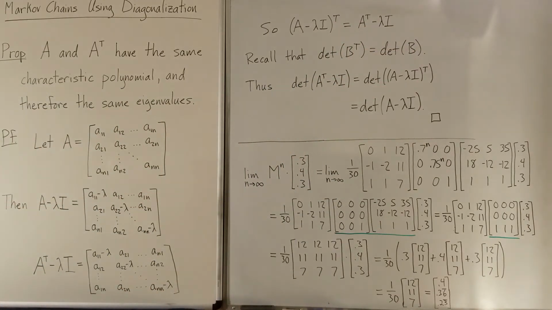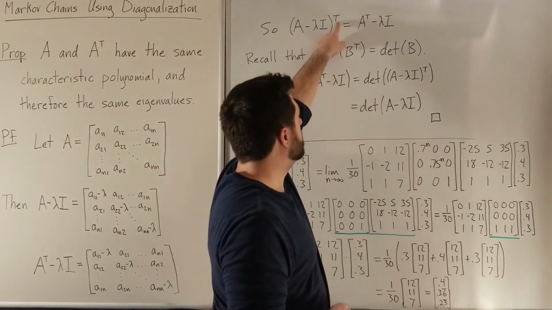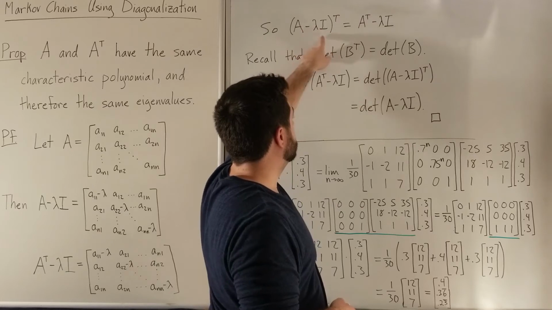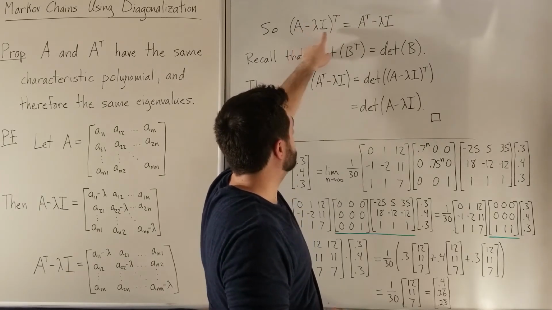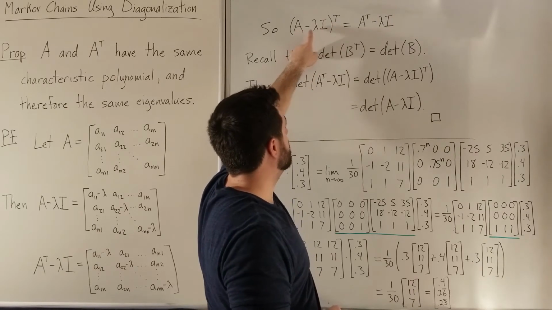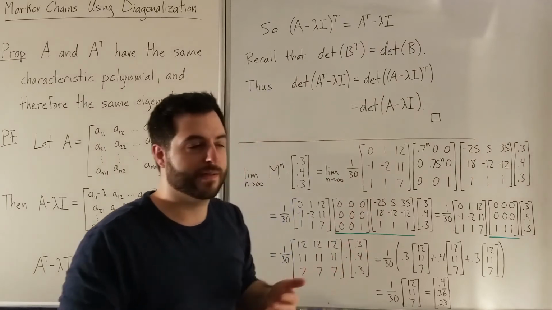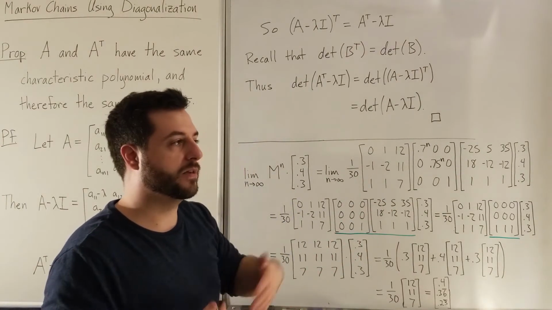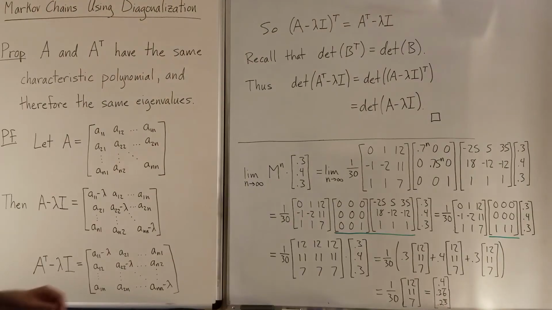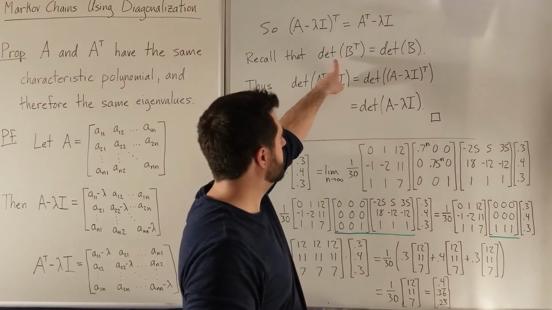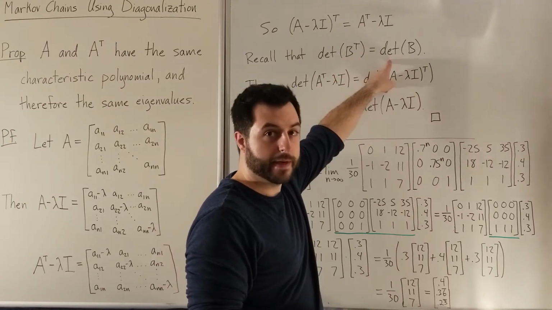Another way of seeing this is, you could do this algebraically. The transpose can distribute into this difference here, and you can say that A minus lambda I transpose is A transpose minus lambda I transpose, but lambda I transpose is just lambda I still, because there's no off-diagonal entries. Recall this fact that if B is a square matrix, then the determinant of B transpose is the same as the determinant of B.